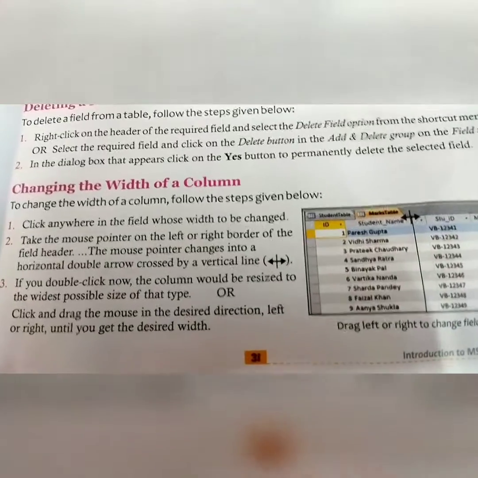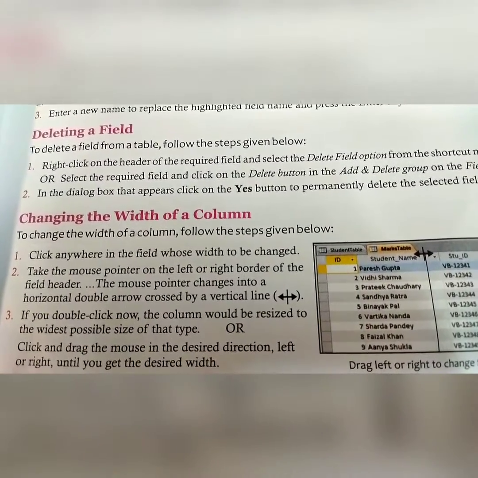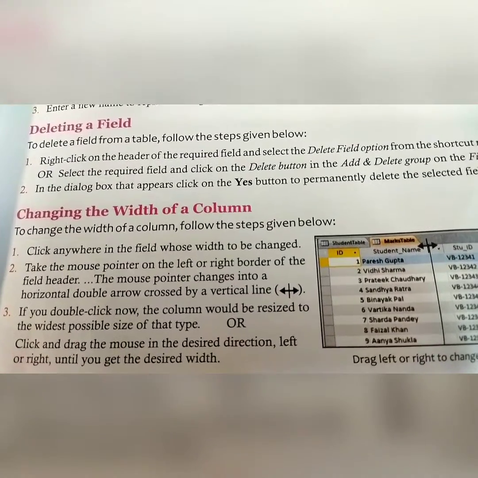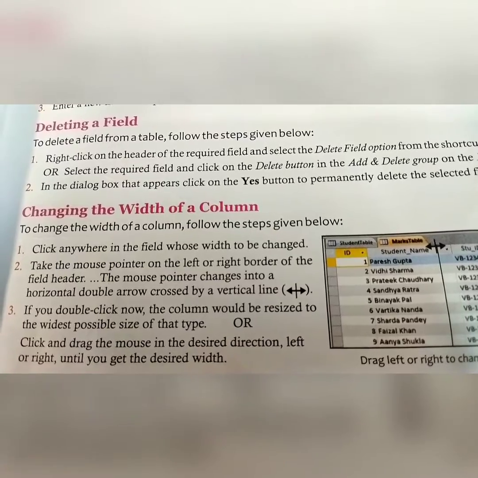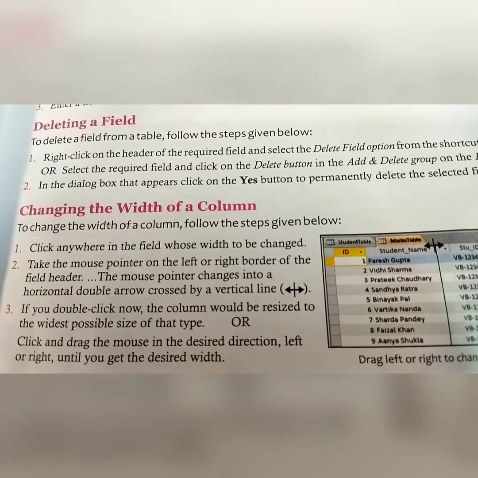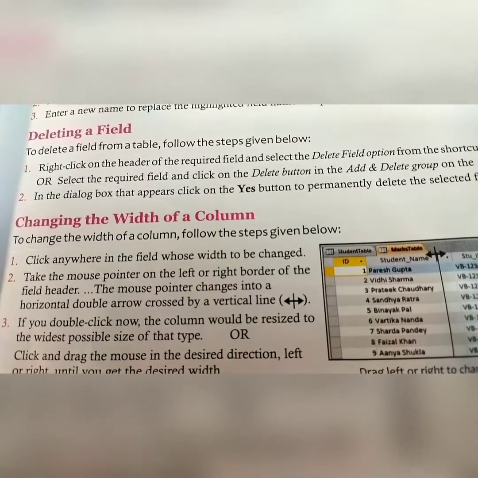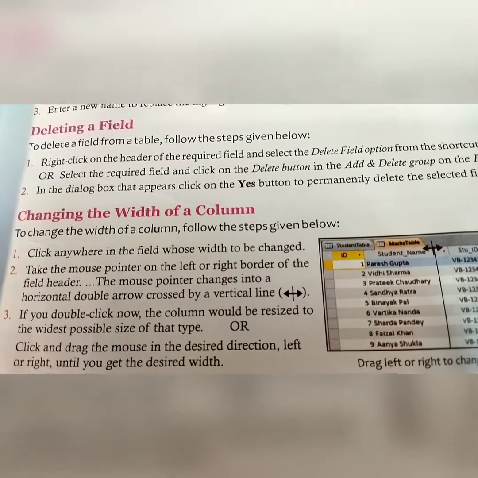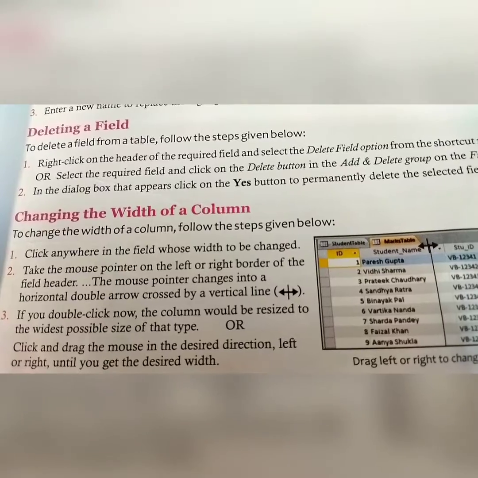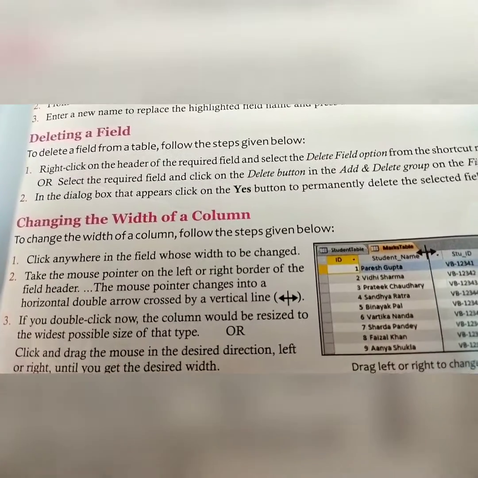Changing the width of a column. To do this, follow these steps. Click anywhere in the field whose width is to be changed. Then take the mouse pointer to the left or right border of the field header. The mouse pointer changes into a horizontal double arrow crossed by a vertical line. Then double clicking resizes to the best possible width for that type. Finally, click and drag the mouse in the desired direction, left or right, to get the desired width.